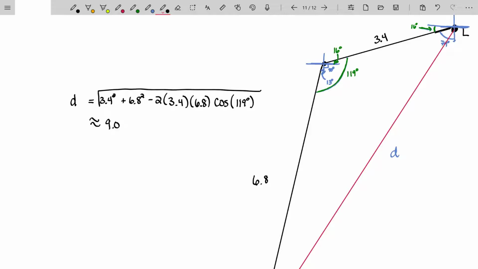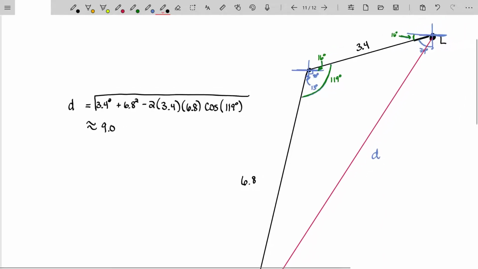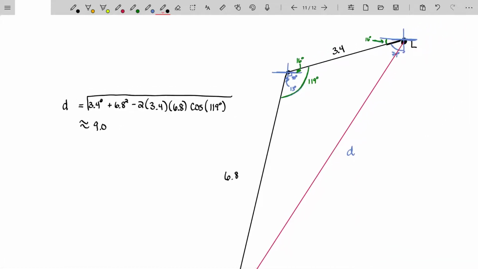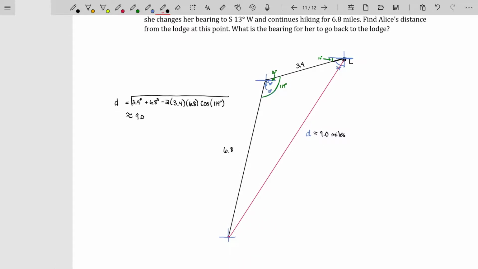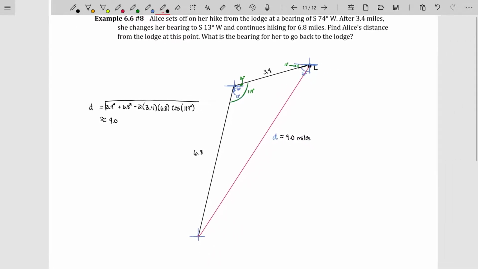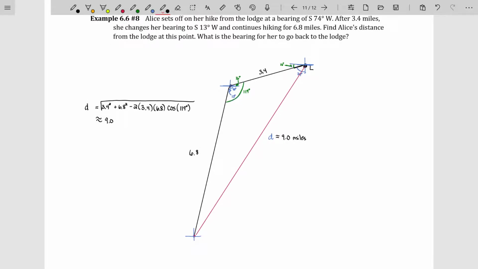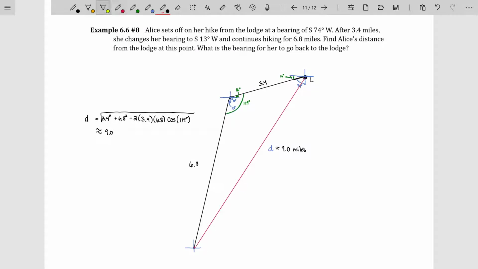And rounded to the nearest tenth of a mile, it's 9.0 miles. It's actually 8.956, but that rounds to 9.0. So 9.0 miles is how far she is away from the original lodge, right? She actually hiked 10.2 miles, but she is a distance of 9 miles away, just direct distance. So we've answered the first part.